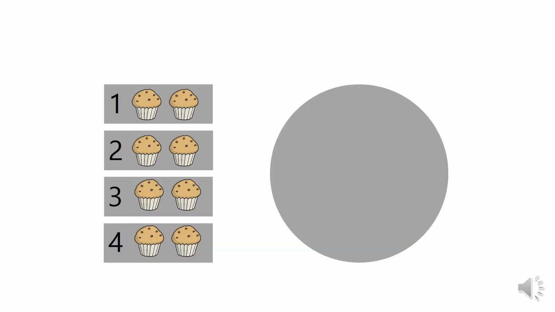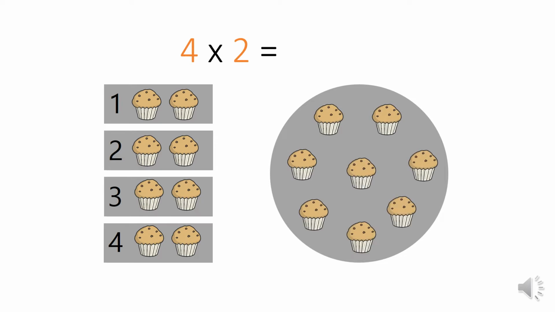Have a look at these cupcakes here. They're organised into arrays. How many groups have I got? Count them. I've got 1 group, 2 groups, 3 groups, 4 groups. I've got 4 rows there, 4 groups. How many cupcakes are in each group? 1, 2. I have 4 times 2, 4 groups of 2. I have 8 cupcakes in total. Remember, I can count in 2s to work out my total. Let's do it together. 2, 4, 6, 8.